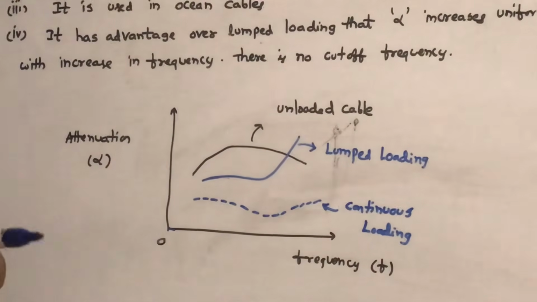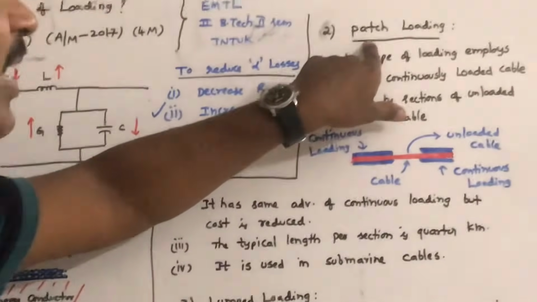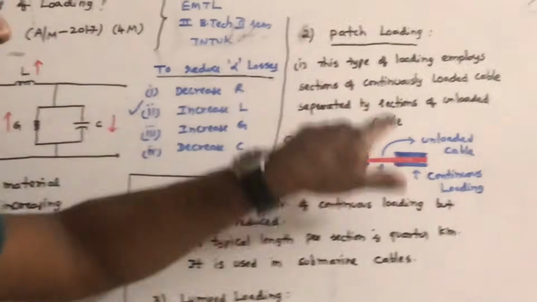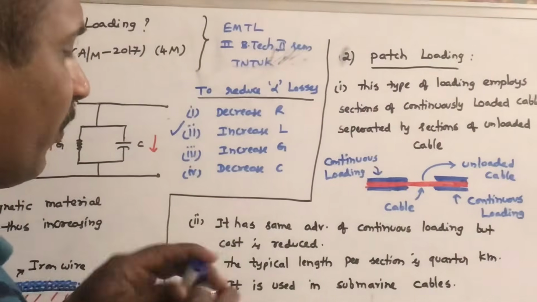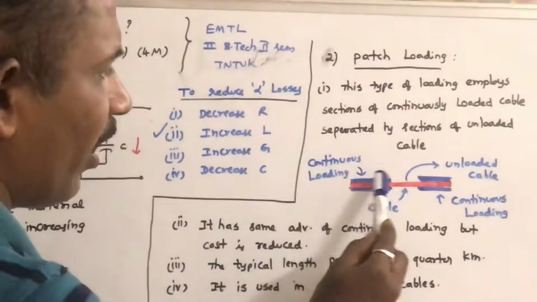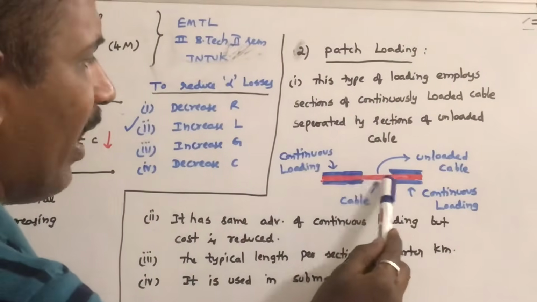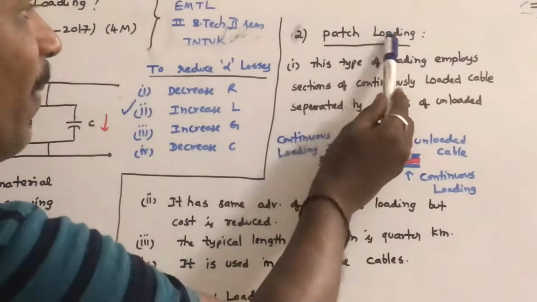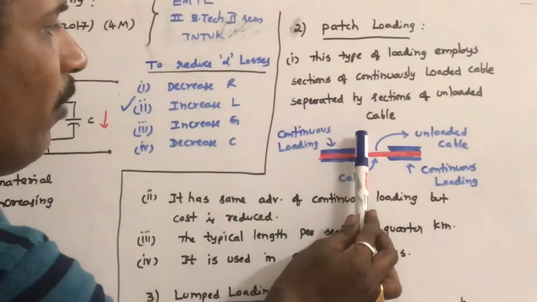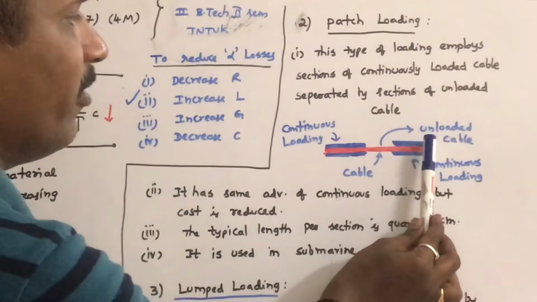Now this is the first one. The second one is patch loading, as the name itself indicates. The red one is the cable, consisting of continuous loading followed by unloaded cable, again continuously loaded cable. So what you can write, patches. This is continuously loaded cable, unloaded cable, again continuously loaded cable.